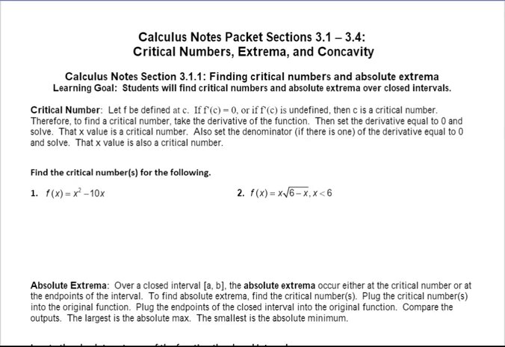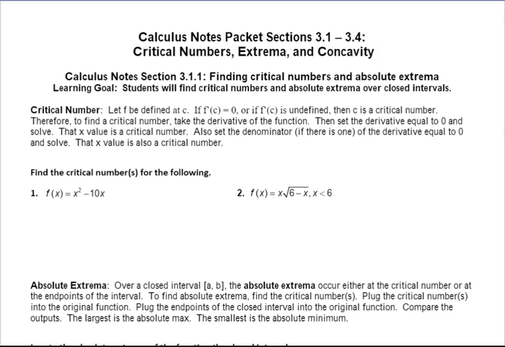So critical numbers are going to be these places where we have possible maxes or mins. So remember, we've got extrema. Extrema means anything that's an extreme point, like an absolute high point or a really low point. They're extremes. And so these critical numbers will be possible extrema. So look at the definition here.